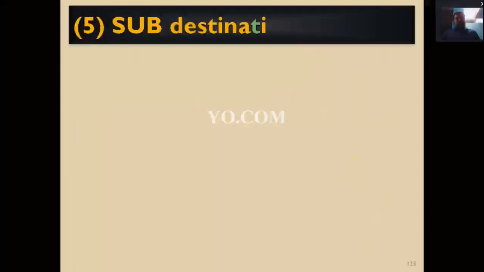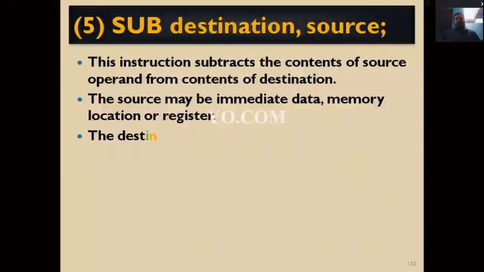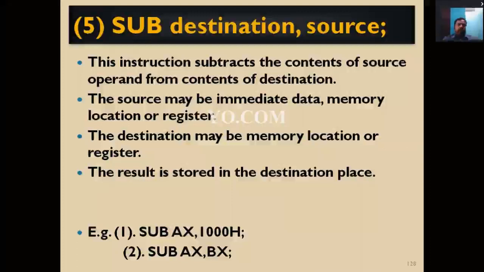Then subtraction. This instruction is the same as the addition instruction, but it performs subtraction of source and destination. It subtracts the content of the source operand from the content of the destination operand, so destination minus source. The source may be immediate data, memory location or register. The destination may be memory location or register. So the source may be immediate data, memory or register, but the destination should be memory or register. The result is stored in the destination place.